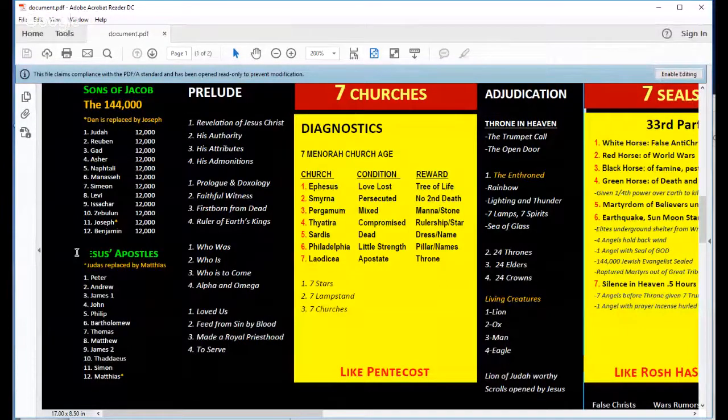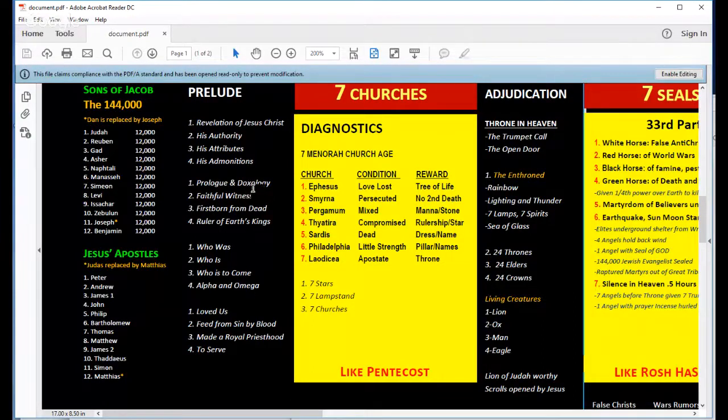You don't replace the church with Israel, and you don't replace Israel with the church. So those are those 2 groups of 12, and then he goes into the prelude here, which is the first chapter. The 7 churches are in the 2nd and 3rd chapters. And he breaks this down into 4 sets of 4, which is revealing Jesus to John when he was first given the revelation, and Jesus' authority, attributes, and admonitions.